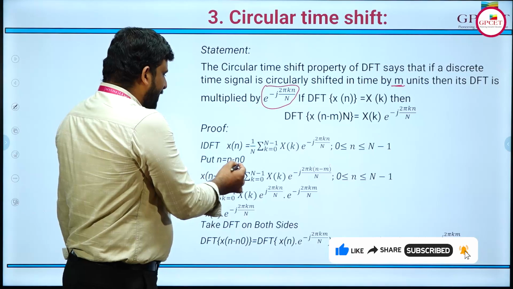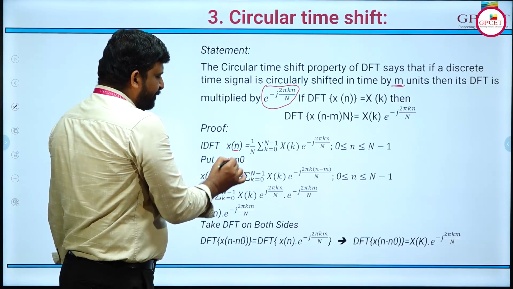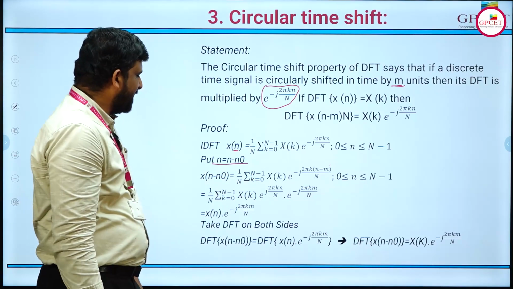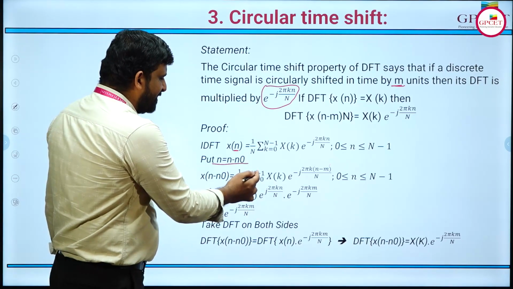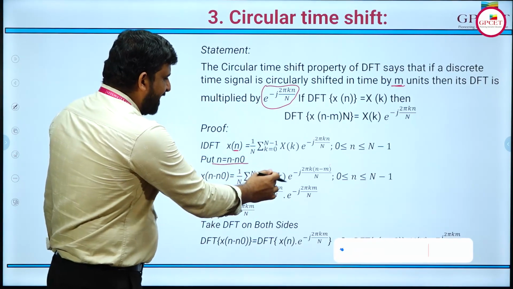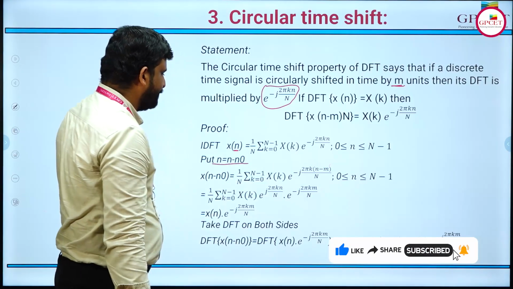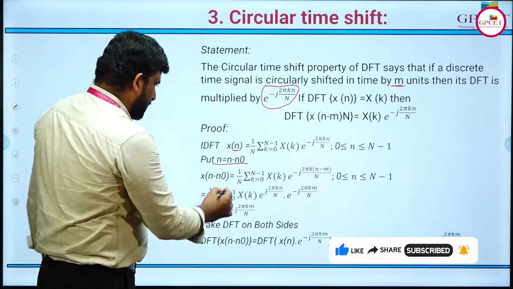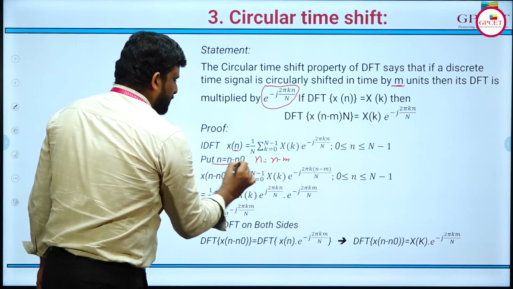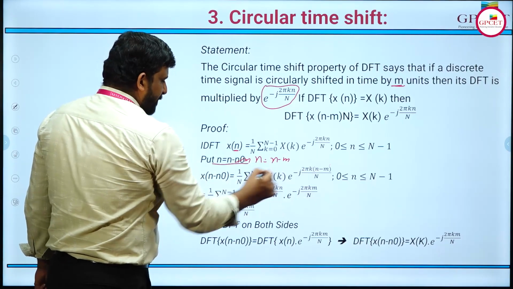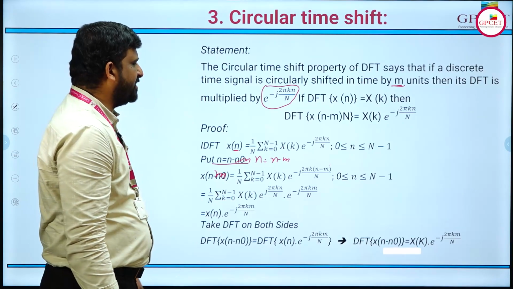Now what I'm doing here, I'm keeping n is equal to n minus n naught. In the place of n, I'm substituting n is equal to n minus n naught. So x of n minus n naught is equal to 1 by N summation k is equal to 0 to N minus 1 x of k e power minus j 2 pi k (n minus m) by capital N. Okay, a small modification here. I'm keeping n is equal to n minus m.